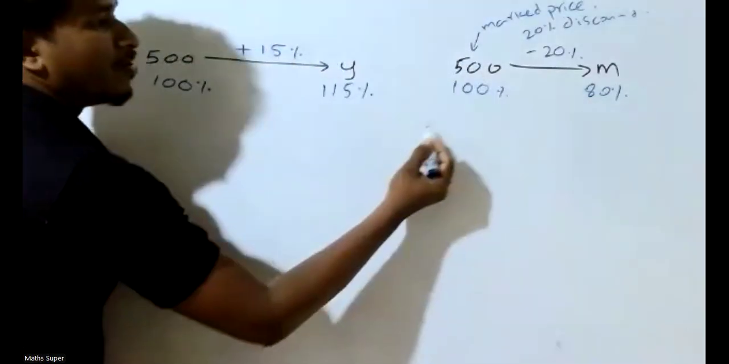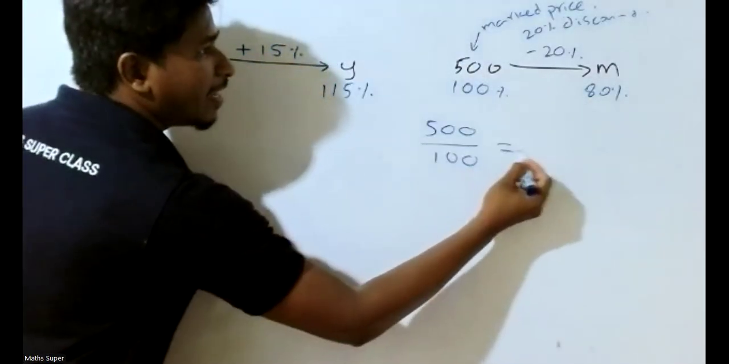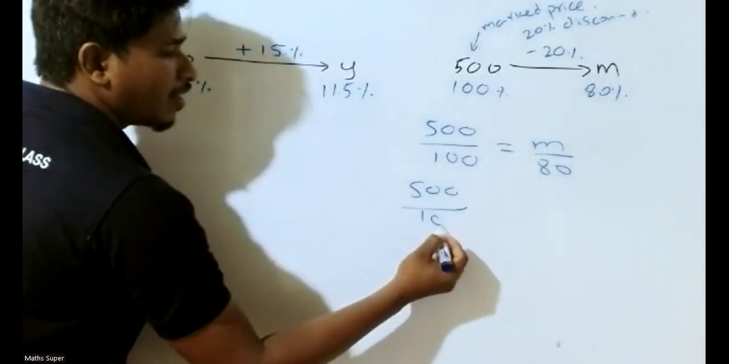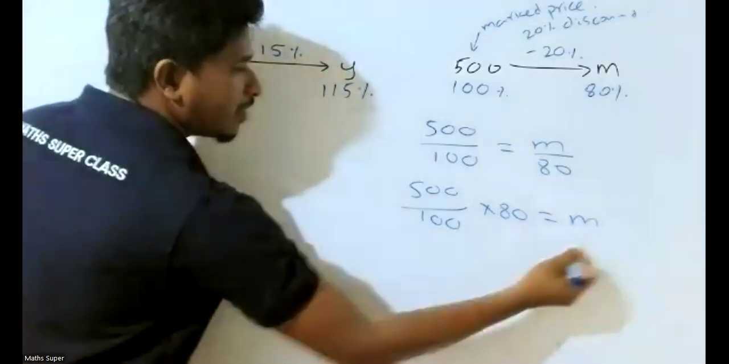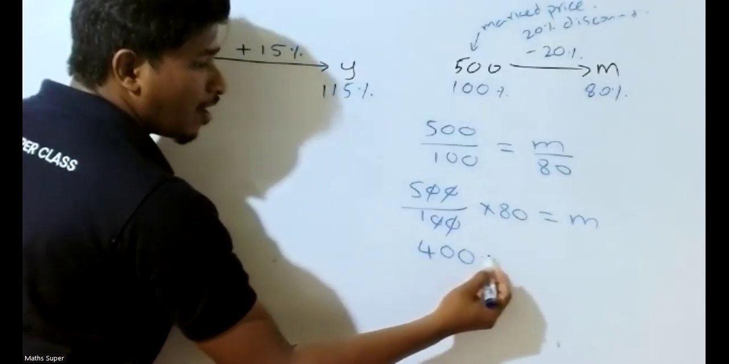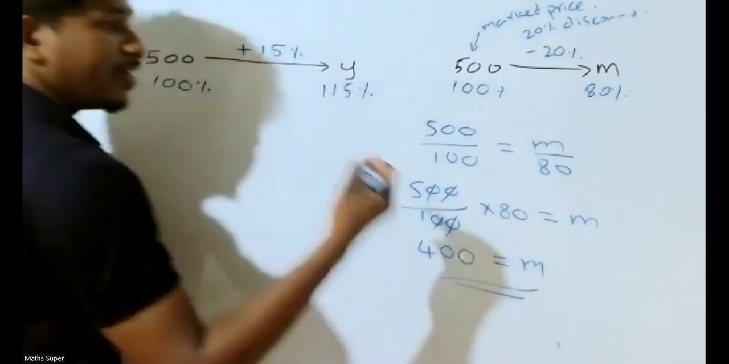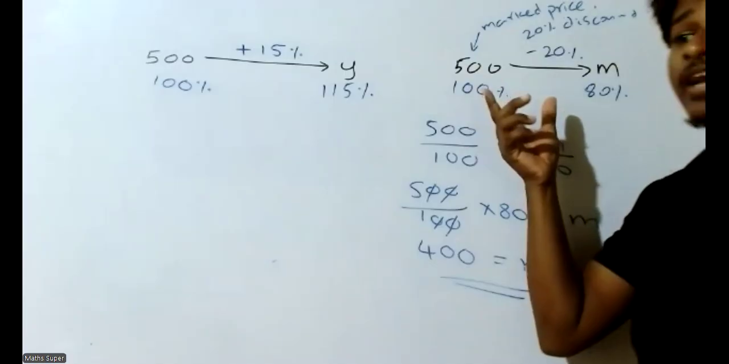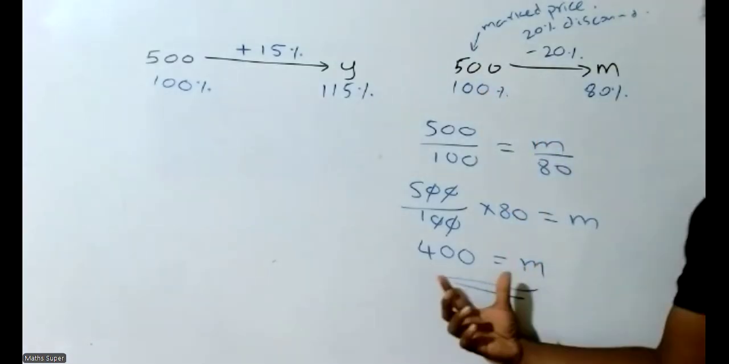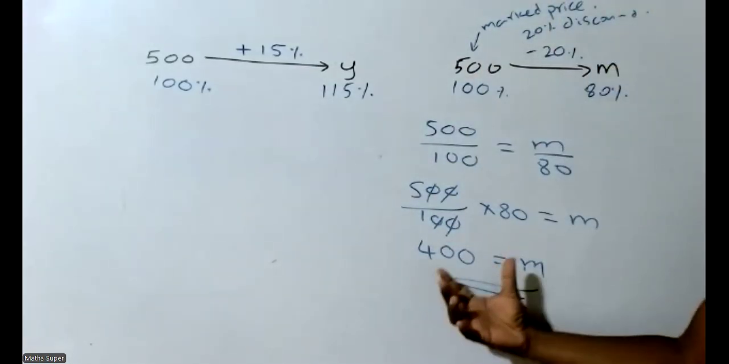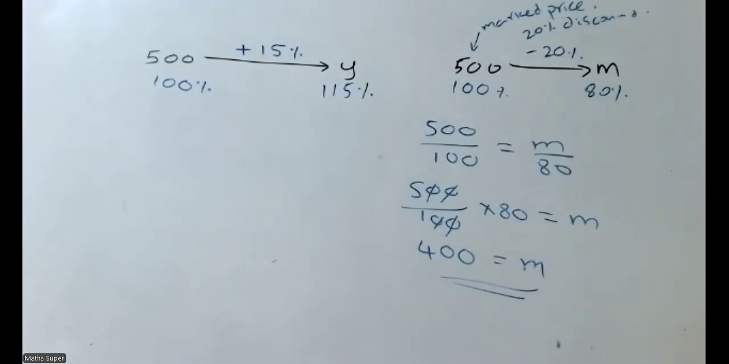Now what to do? 500 divided by 100 equals n divided by 80. So easy. Multiplied by 80 equals n. So we are going to find the real value. 8 into 5, 400. 400 rupees is the price now. So this is the mark price, 500 rupees, but with a 20% reduction, this is the selling price when there is a discount. Write down this one also. Then you can practice that discount question.